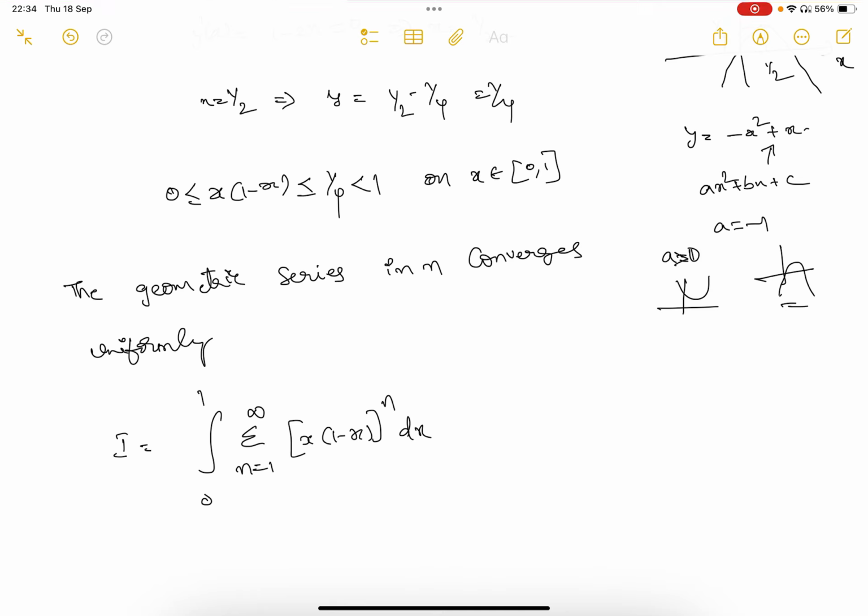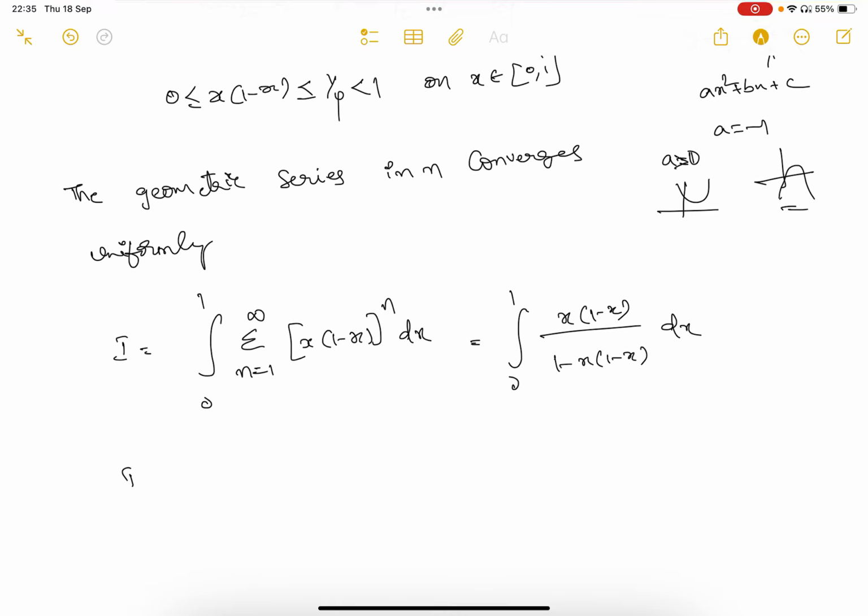As you can see, this is a geometric progression. Now this can be written as integral 0 to 1. The formula for this infinite geometric series is a by 1 minus r, where a is the first term and r is the common ratio. Here the first term will be x into (1 minus x), and r value is x into (1 minus x) dx. Fine. Then this I is integral 0 to 1, x minus x square by 1 minus x plus x square dx.